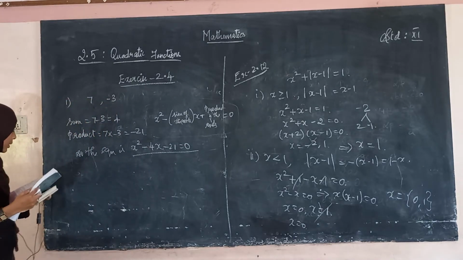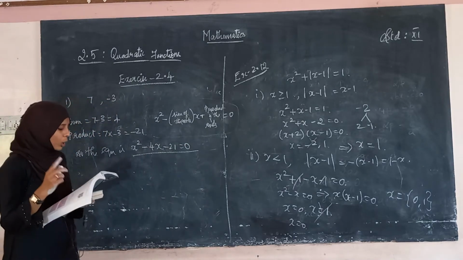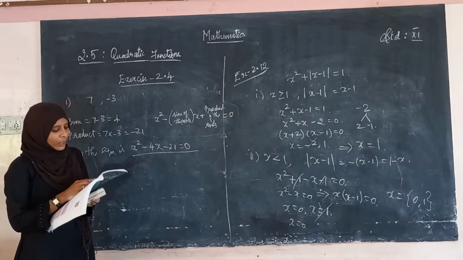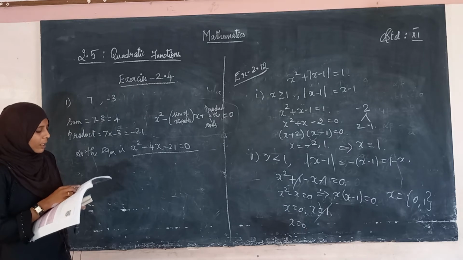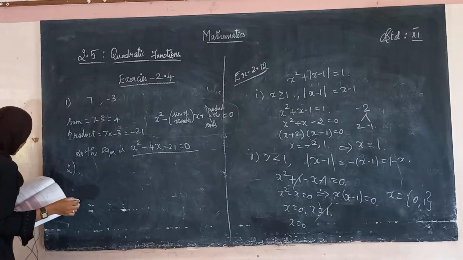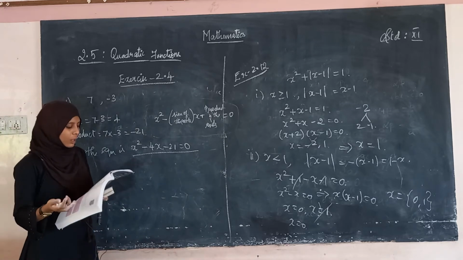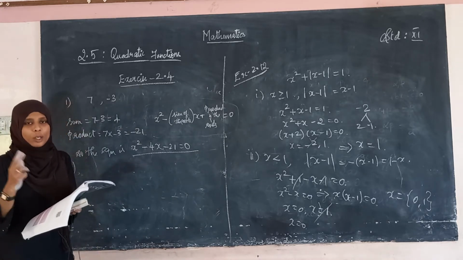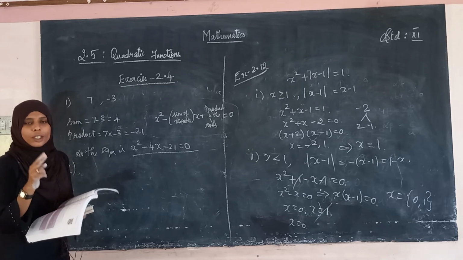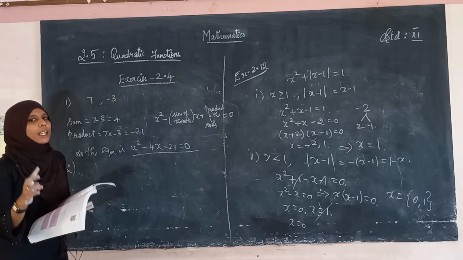Okay, the next sum. A quadratic polynomial has one of its roots 1 plus root 5 and satisfies P of 1 is equal to 2. Find the quadratic polynomial. The next one is also similar, but you have to find the other root. It is a quadratic polynomial, so it is of degree 2. Degree 2 means how many roots will there be? There will be 2 roots.